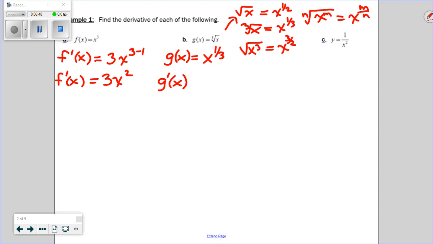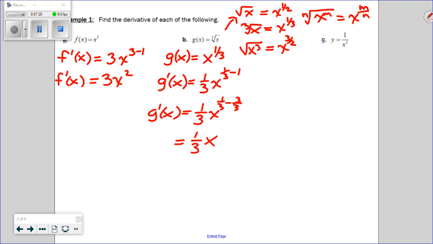So g prime of x would equal, we're going to bring the 1/3 down in front, times x to the 1/3 power minus 1. Now, you're subtracting fractions here, so you need a common denominator. So g prime of x would equal 1/3 times x to the 1/3 minus, and we want to convert the 1 to 3/3 so that we have a common denominator, and we can actually subtract the fractions. All right, so we get 1/3 times x to the, subtract your numerators. 1 minus 3 is -2/3. Put it over your common denominator.